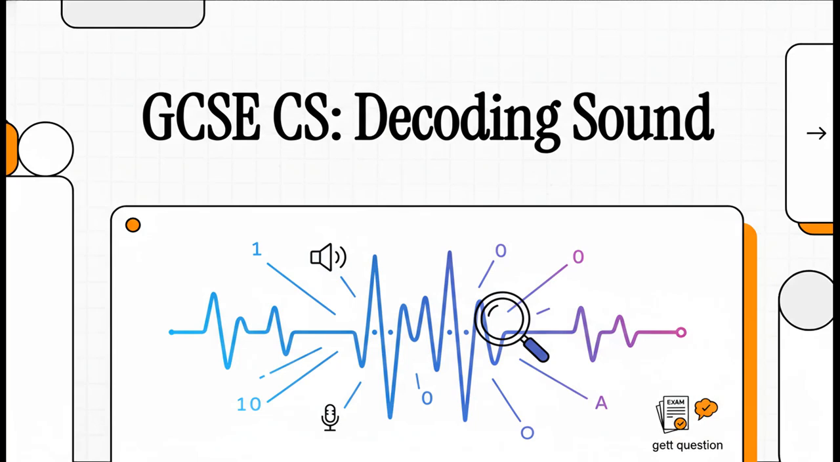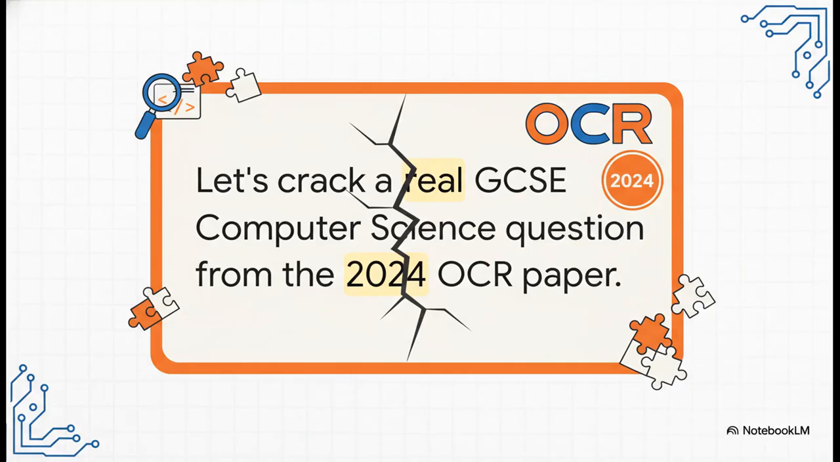All right, today we're going to do something a bit different. We're going to grab a real GCSE computer science question, one about sound, and we're not just going to answer it. No, we're going to pull it apart, decode it, and figure out how to give those examiners exactly what they want. Okay, let's get right into it.